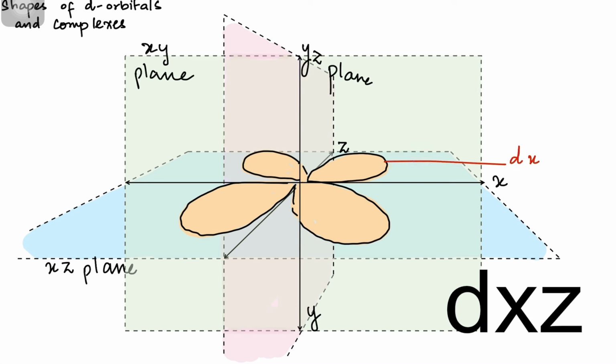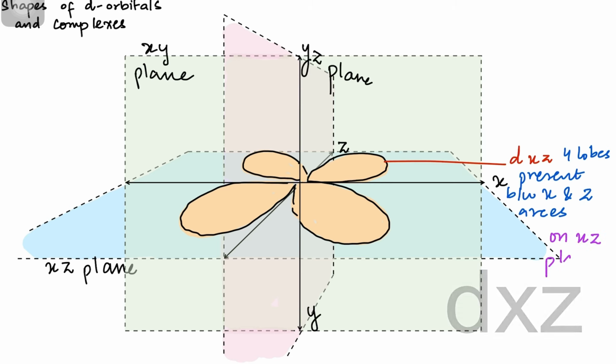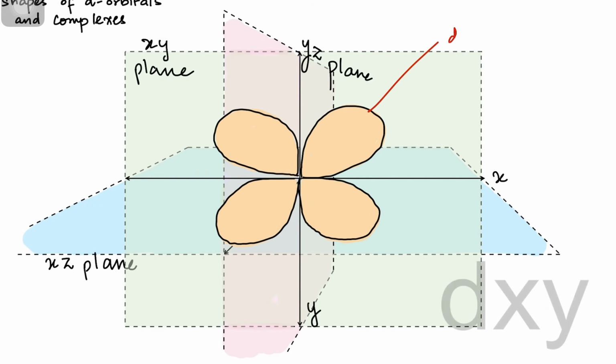Let's imagine the 3D XZ orbital, which is present as 4 lobes between the X and Z axis. So it's present not on the axis, but between the X and Z axis. And you can also say it is present on the XZ plane, the blue one.